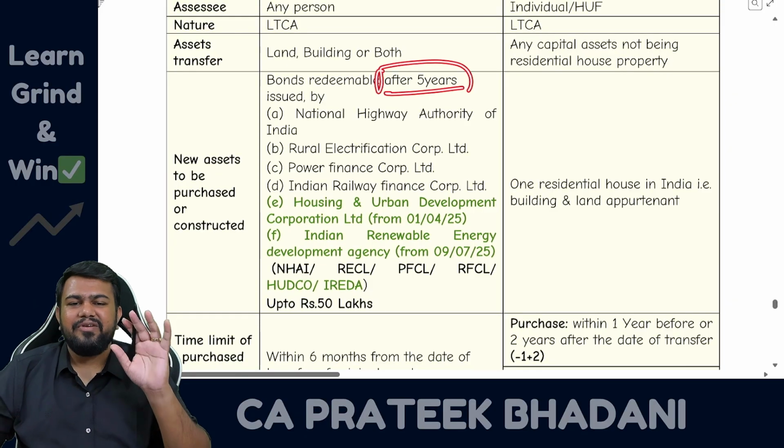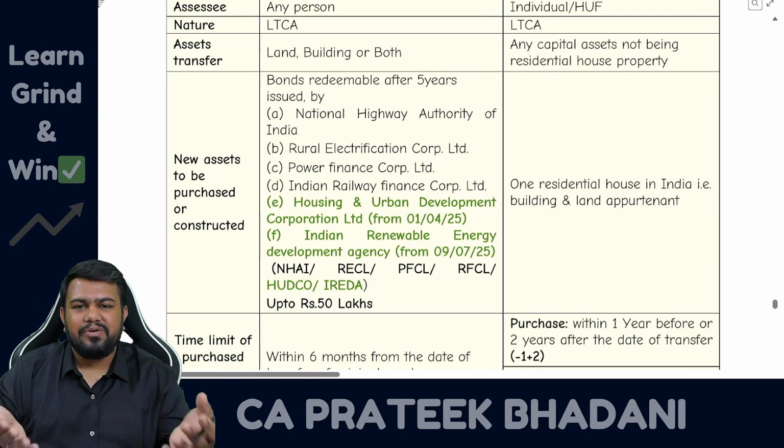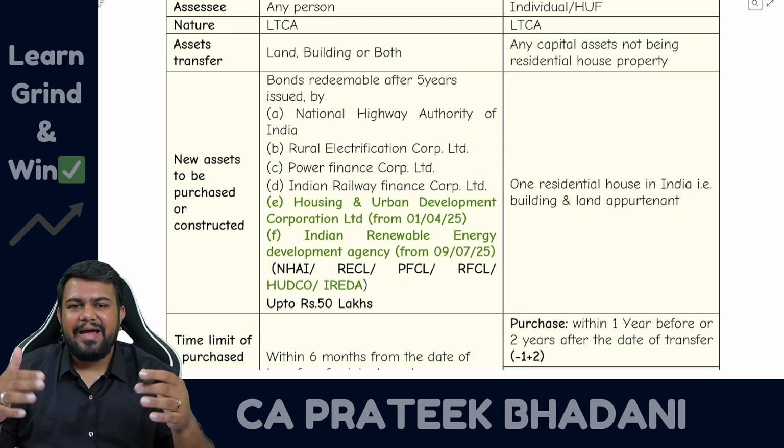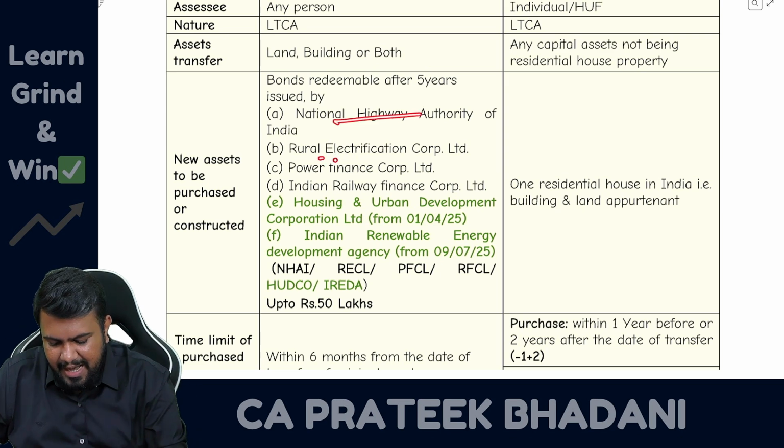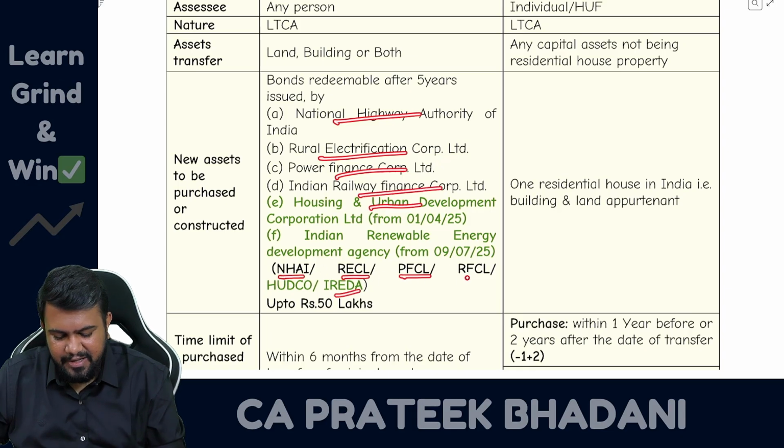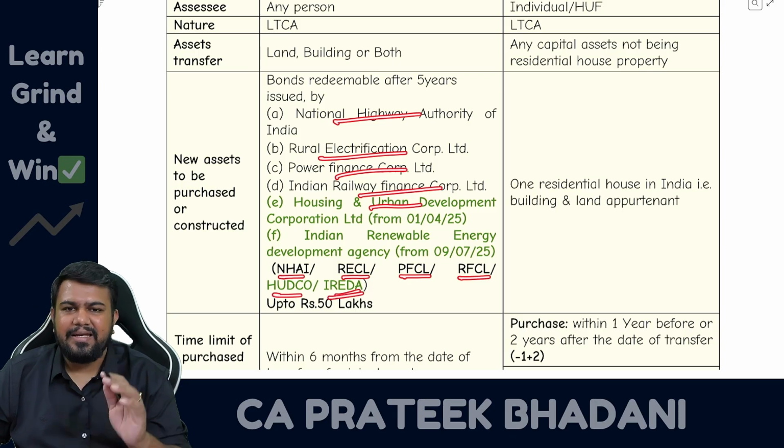So there is a 5-year lock-in period. After 5 years only you can get the maturity value. Sir, where all can we invest? You can invest in NHAI, RECL, PFCL, RFCL, HUDCO bonds and IREDA bonds.